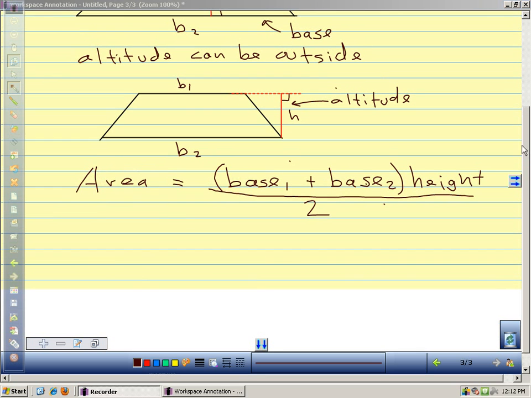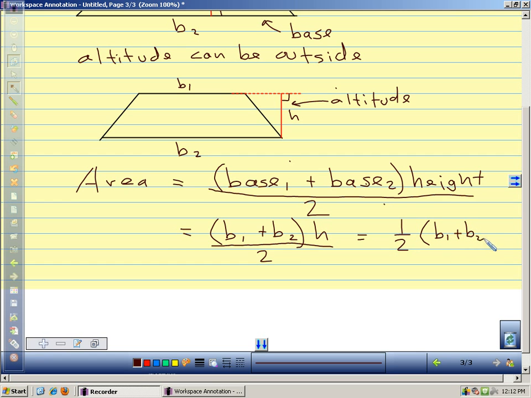And if we just use our symbols here, this is going to be B1 plus B2 times H divided by 2. And this is the same thing as saying 1/2 B1 plus B2 times H. Multiplying by 1/2 is the same as dividing by 2. All of these things mean exactly the same thing. So we add the two bases together, multiply by the height, and divide by 2.